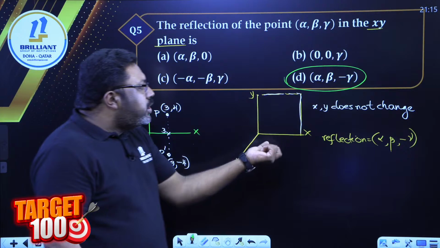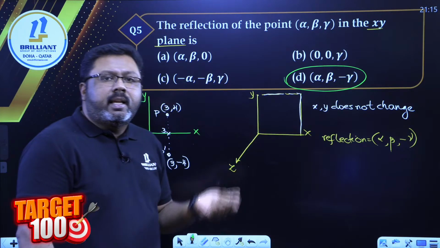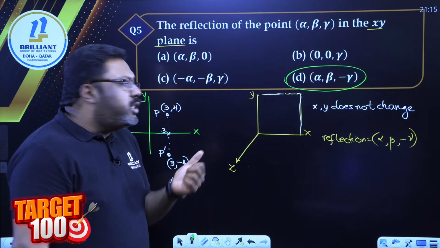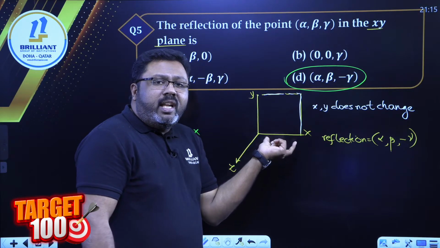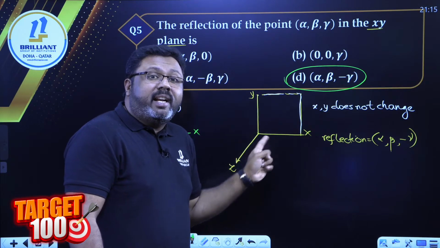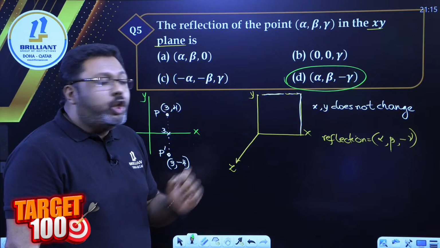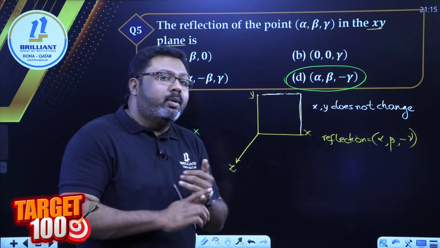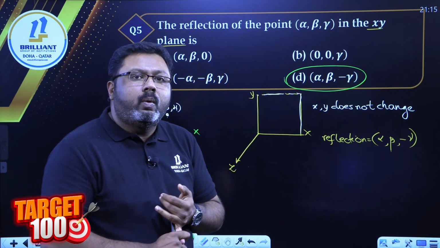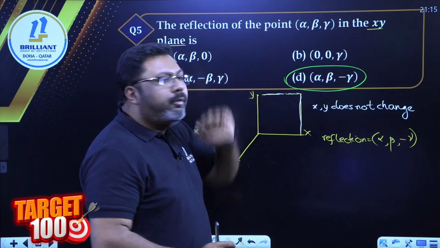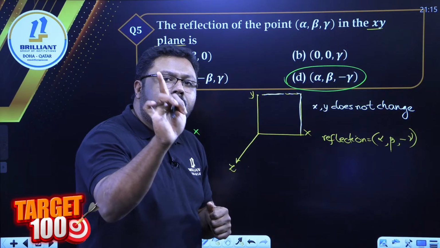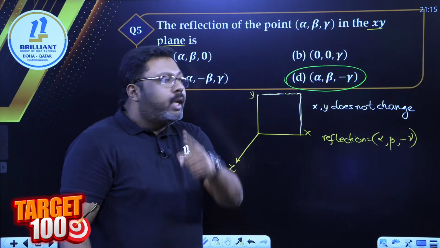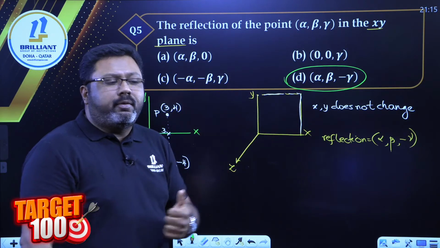Now, my dear students, if this reflection is done simply by the x-axis in 3-dimensional geometry, your x coordinate does not change, that is alpha does not change, but both y and z will change: alpha, minus beta, minus gamma. So you should be careful. Here they said the xy plane is reflecting it.